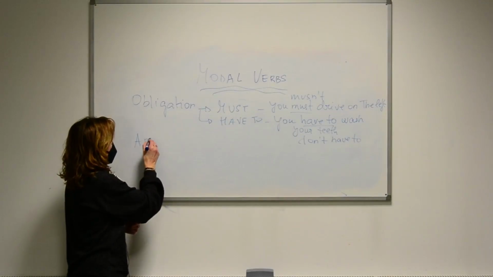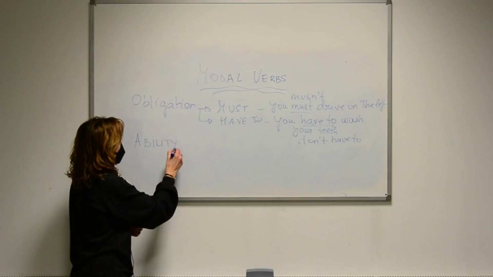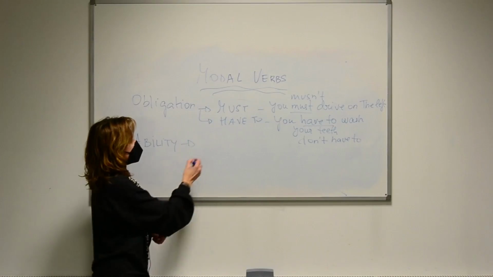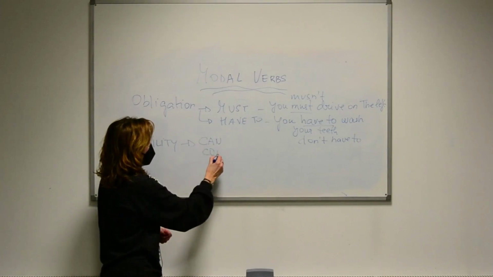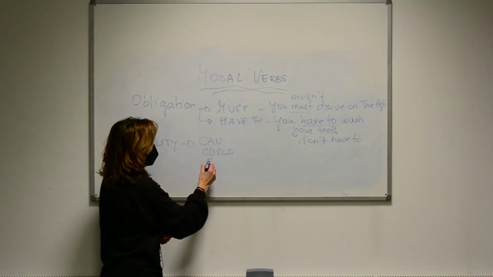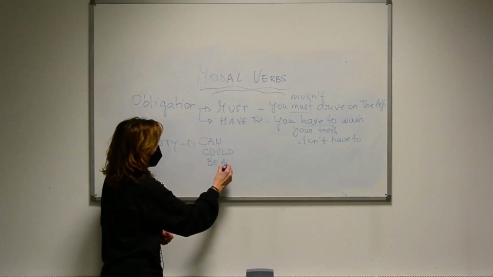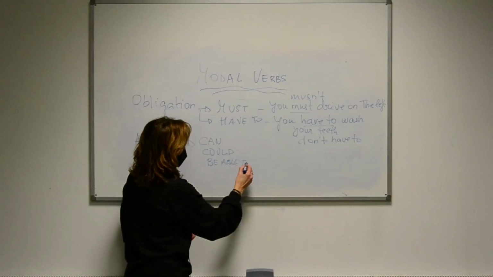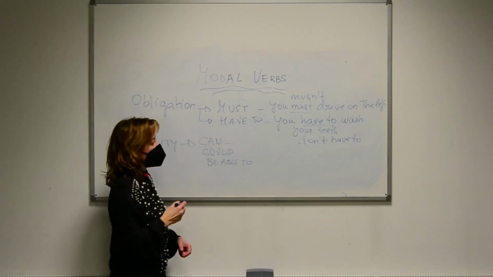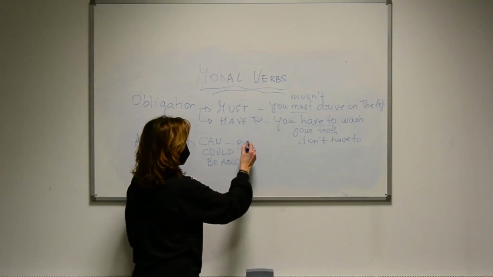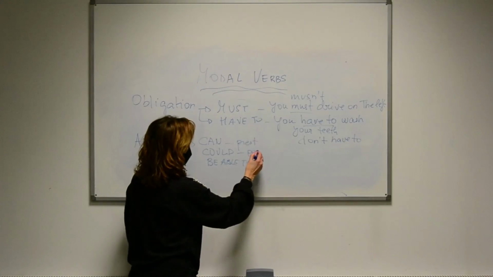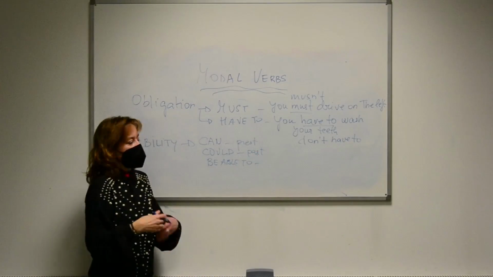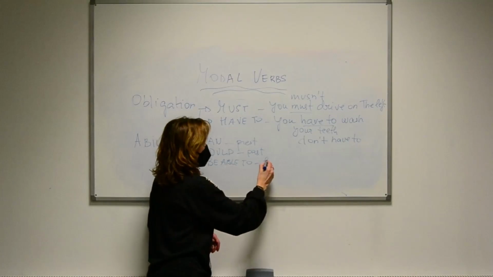Ability, it's another type of modality. Ability is indicated by can, could, and be able to. Can usually refers to the present. Could refers to the past. And be able to other tenses, for example, future.